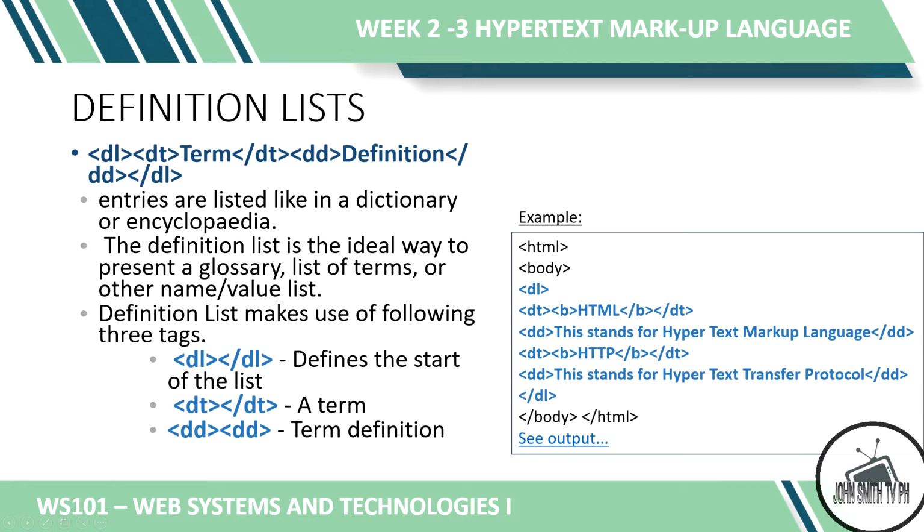When creating definition lists, locate the part in your HTML document where you want to put the definition list. Type DL to start your list. Use DT tags to denote terms. Use DD tags to denote term definitions. Close the list with the /DL tag.